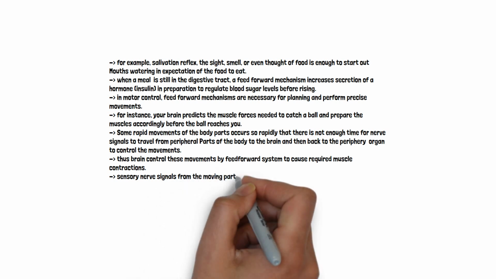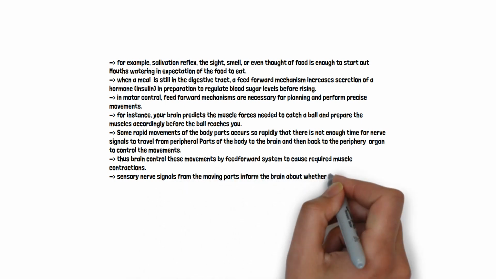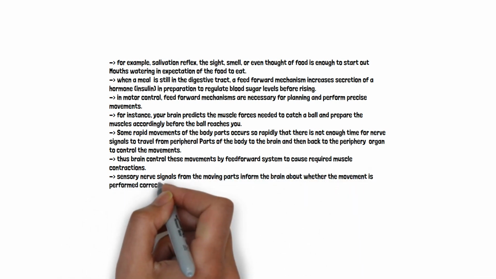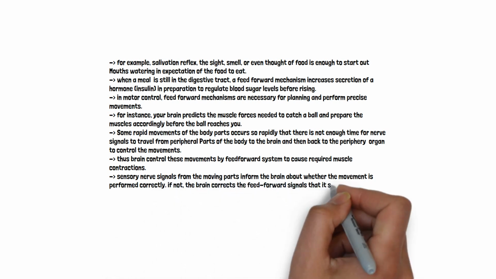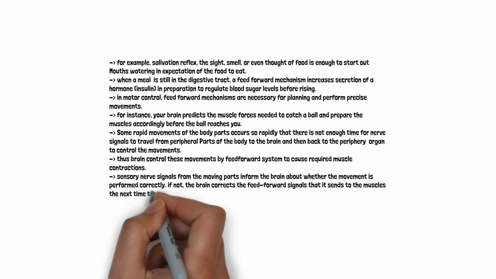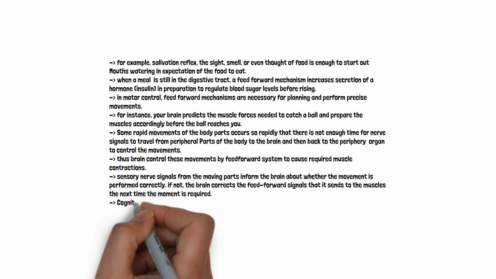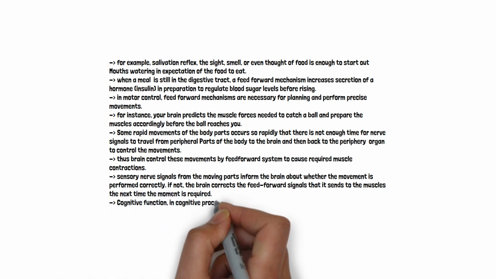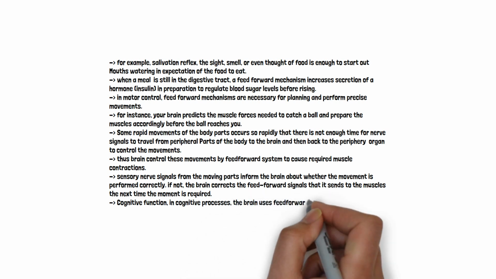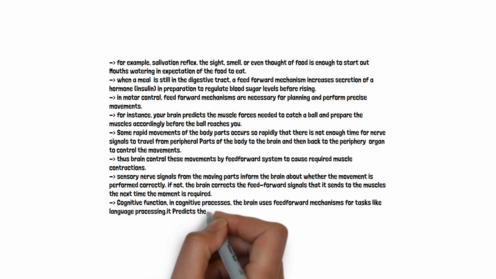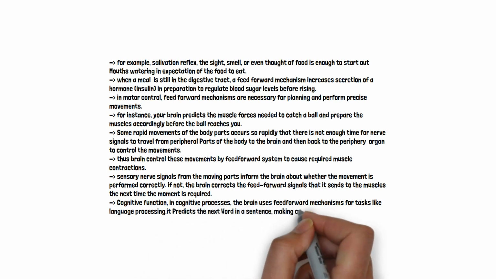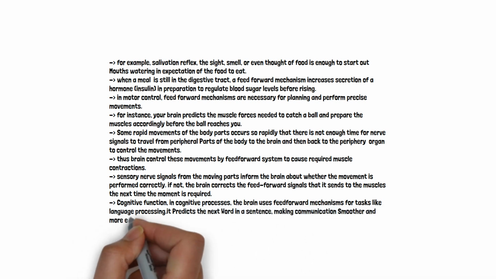Sensory nerve signals from the moving parts inform the brain about whether the movement is performed correctly. If not, the brain corrects the feed-forward signals that it sends to the muscles the next time the movement is required. Cognitive function: in cognitive processes, the brain uses feed-forward mechanisms for tasks like language processing. It predicts the next word in a sentence, making communication smoother and more efficient.